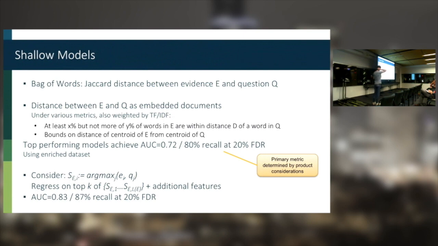So one last shallow model that still relies on these word embeddings is I could look at, for each word in the evidence, what's the closest word to that in the question, and look at the similarity between the two. And now for each token in the evidence, I have a number, and I can look at the top k of these. I think we take 15 or 10, I don't remember the exact number, throw in some additional features and regress, and that actually performs pretty well.